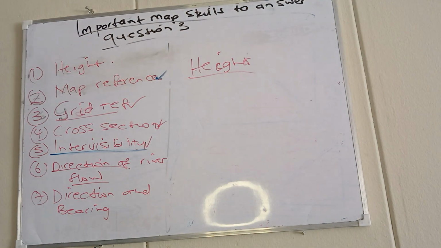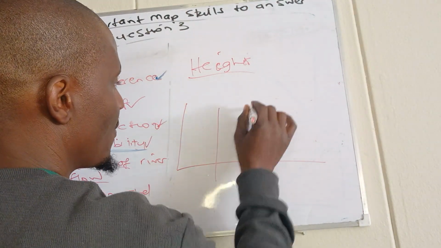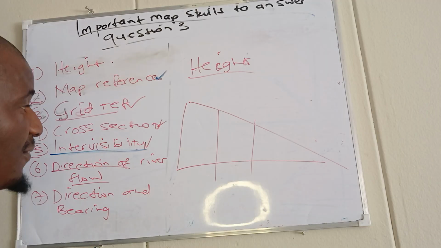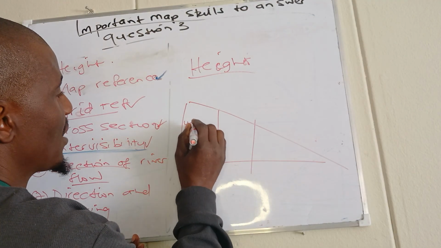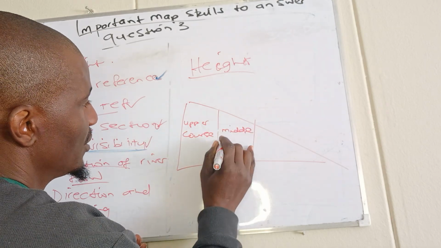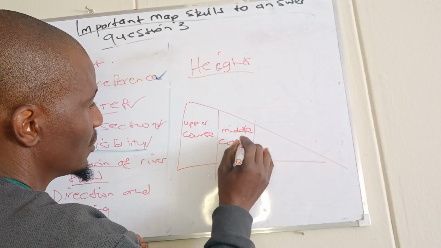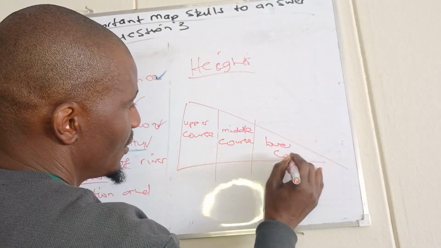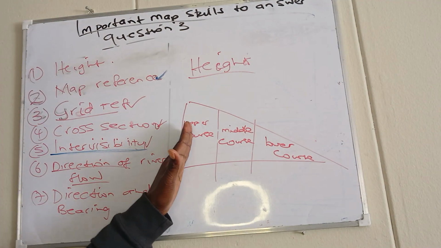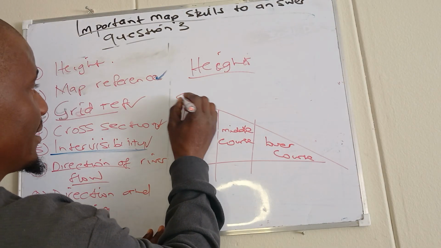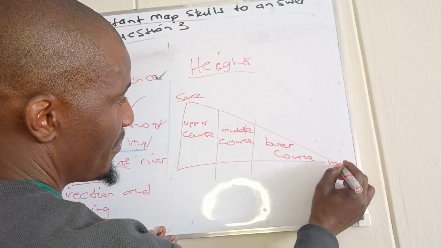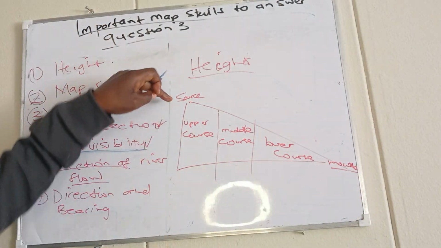Because obviously when a river is flowing, I'm going to do a profile of a river. Of course, it goes like this. The longitudinal profile of a river. Remember, here is what we call the upper course. This one is the middle course. This one is the lower course. When you're looking at the profile of a river, you have the upper course, where the river starts. This is what we refer to as the source. Where the river ends, this is what we refer to as the mouth.